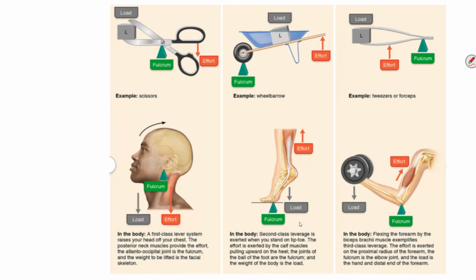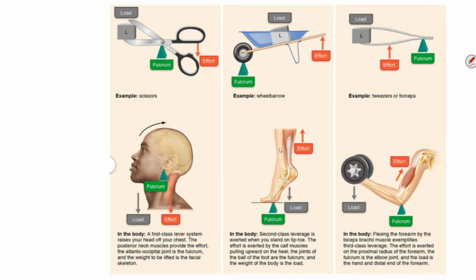There's our first class lever. There's the fulcrum, the load is what the scissors are cutting, the effort is where you're putting it, and so there's an equal spacing there. This would be an example of your head moving on your neck. Your fulcrum is the connection between the neck and the head. The load is the head, either front or back, and then the muscles are tilting it one way or the other.